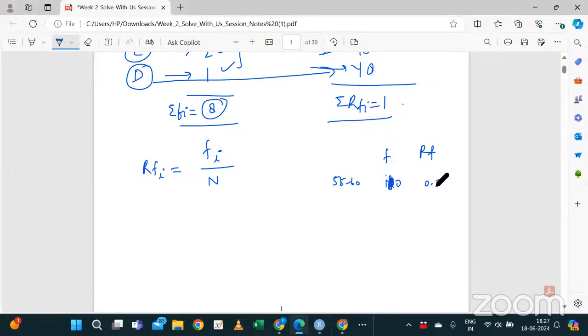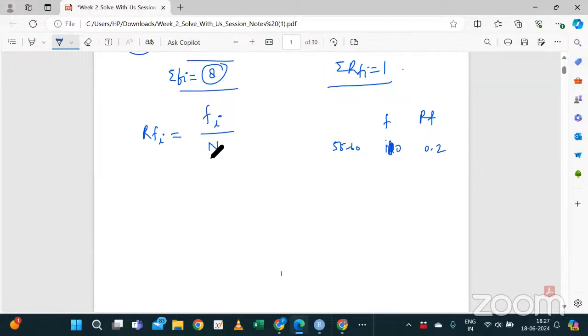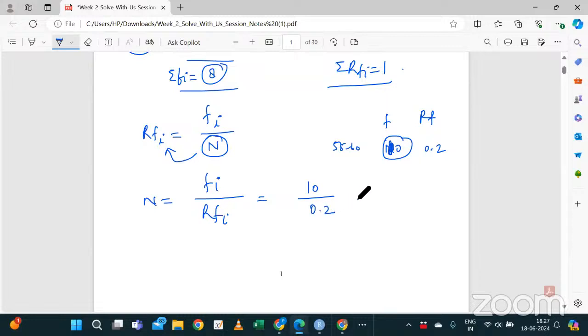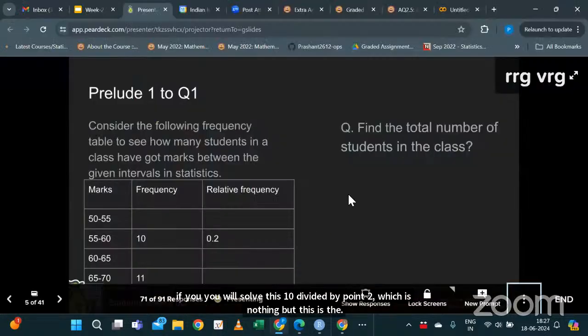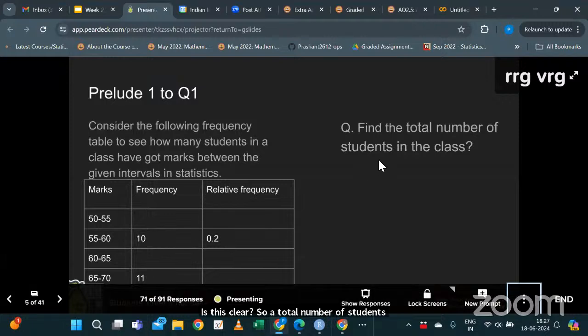So how can I find the total number of observations, or total number of students? This n I can replace, and I will get frequency divided by relative frequency. What is the frequency? 10 divided by 0.2, which is 50. Is this clear? So the total number of students in the class will be 50.